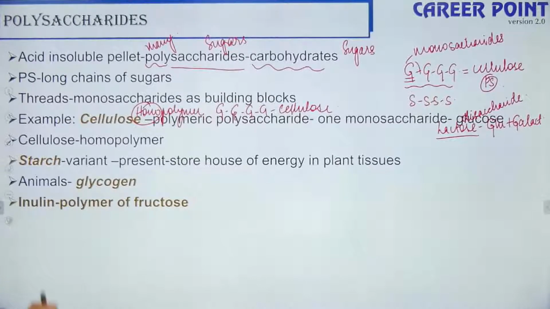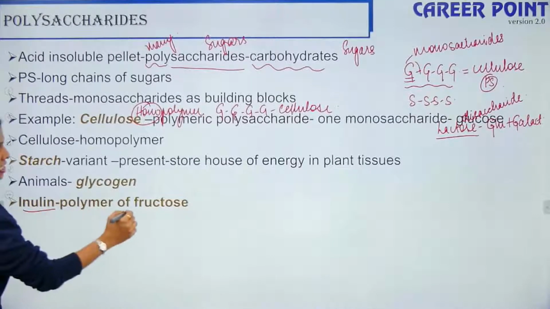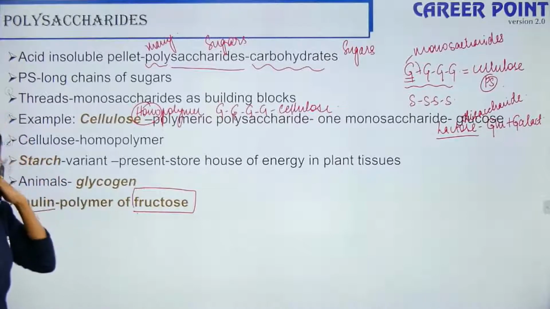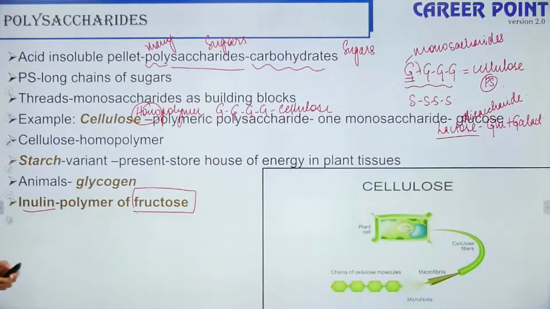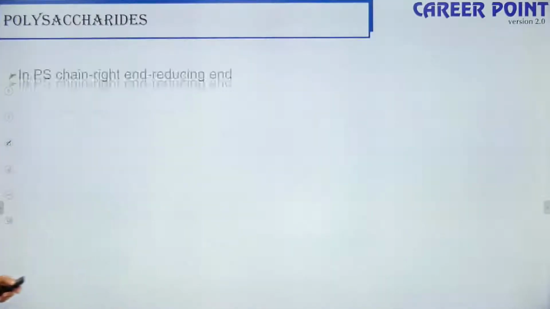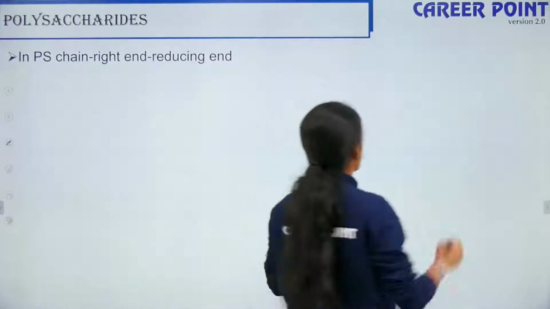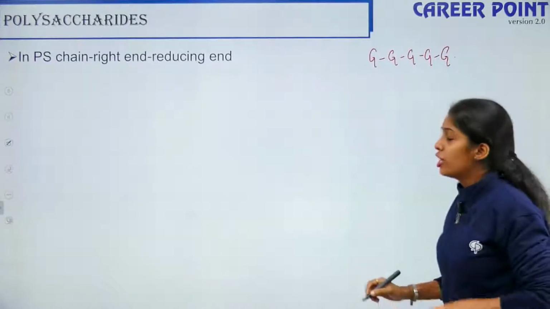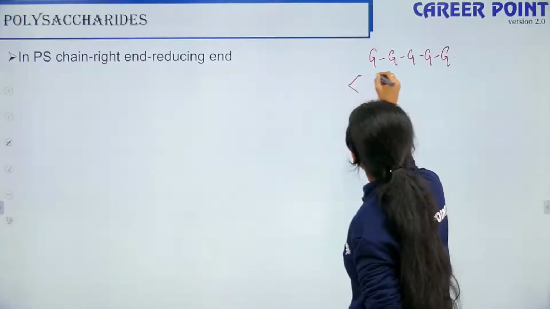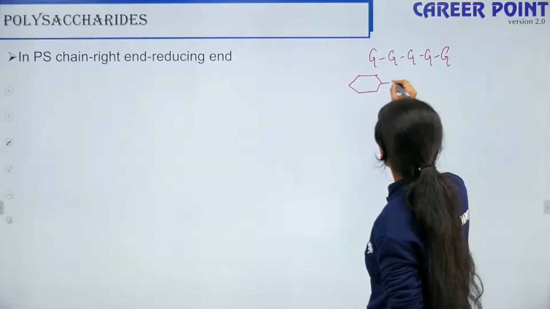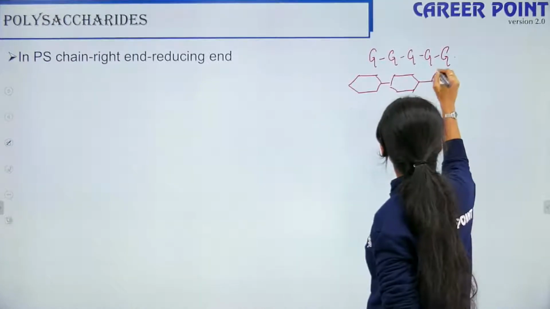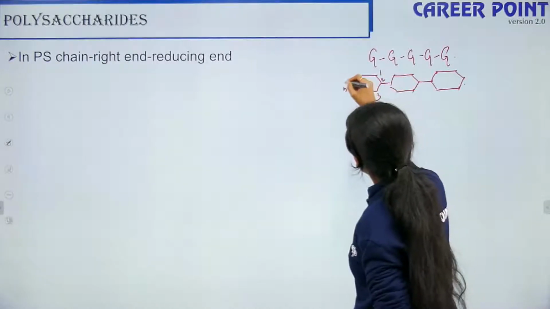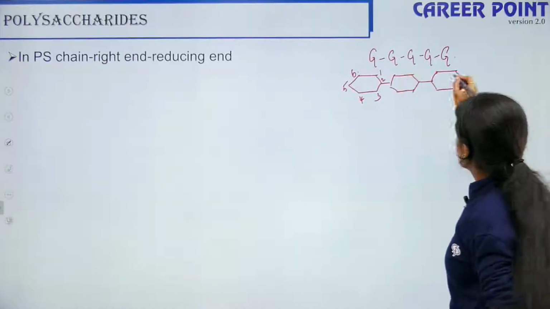Then you have another polymer known as inulin. Inulin is a polymer of fructose, just like cellulose is a polymer of glucose. Okay, so this is your cellulose molecule. So, polysaccharide. If I have glucose molecules like this, right? Glucose is 6 carbon, right? So this is how I write: 1, 2, 3, 4, 5, 6. So this is your glucose molecule.